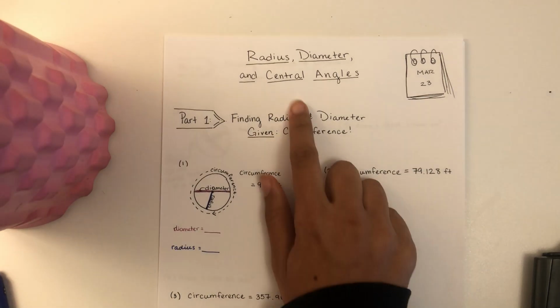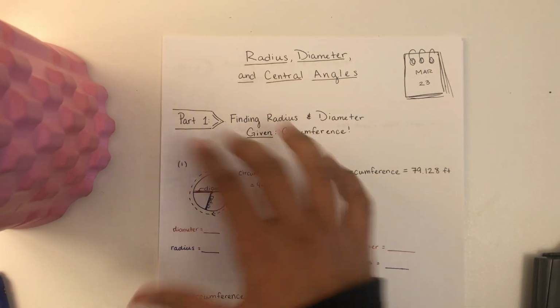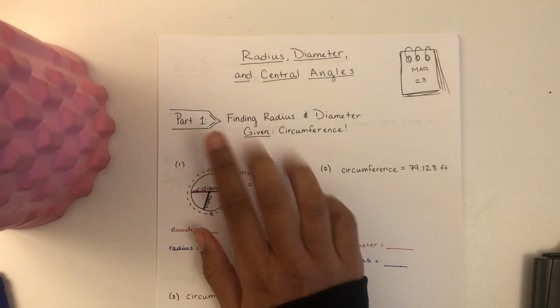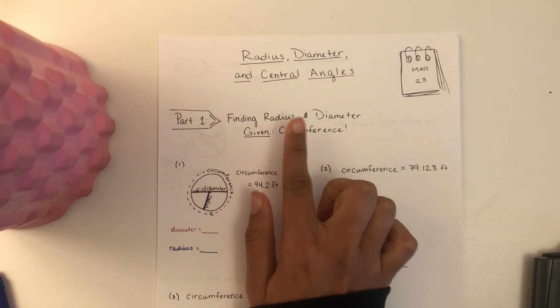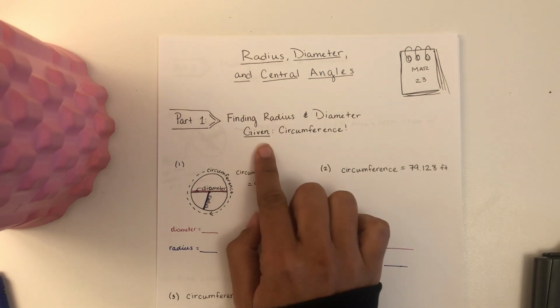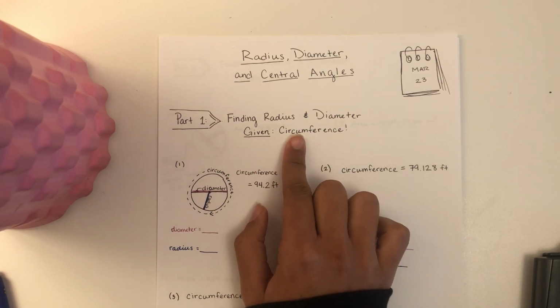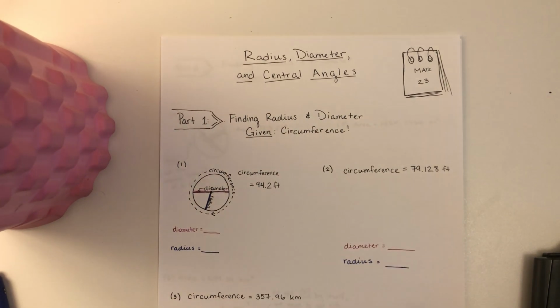All right, so now we're on radius, diameter, and central angles. We're still in circles, but we're doing 3 parts today. So part 1 is finding radius and diameter when you're given the circumference. So let's look here at example number 1.